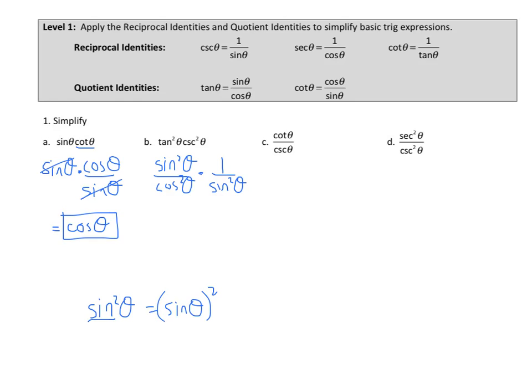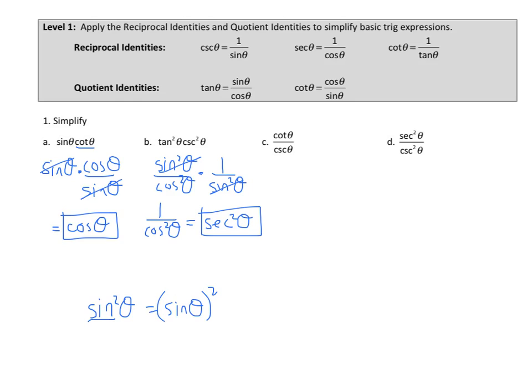Okay, back to part B. The sine squared thetas will cancel, and I get 1 over cosine squared theta. But I can simplify that a little more because 1 over cosine is secant. So one of my goals is going to be to write these without quotients if possible, or without division not being in a fraction. So I can rewrite this as secant squared theta.